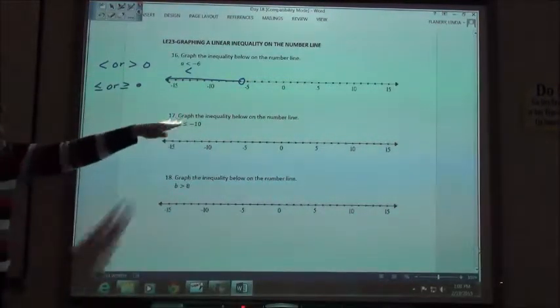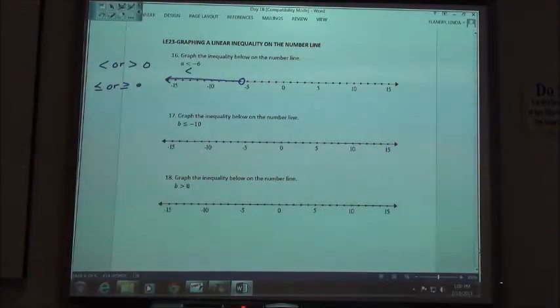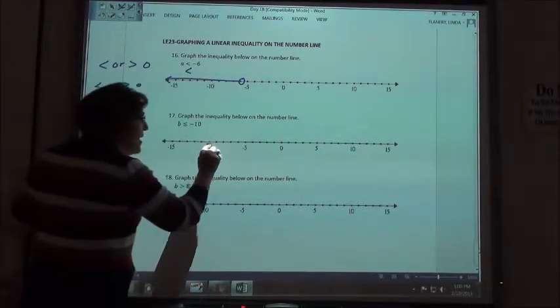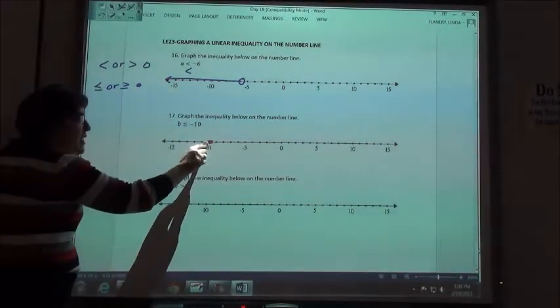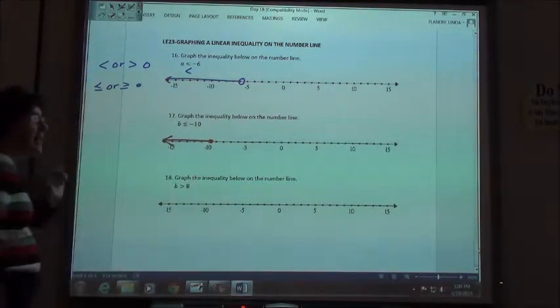So if B is less than or equal to -10, then I'm going to use the filled in circle, meaning I am right on top of that -10. The less than part of it is I'm shading to the left side, so I'm shading everything going that way.